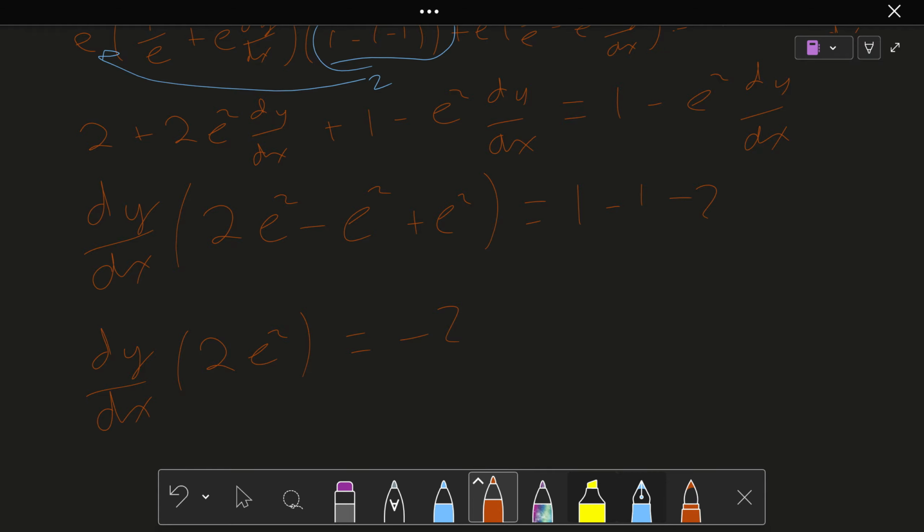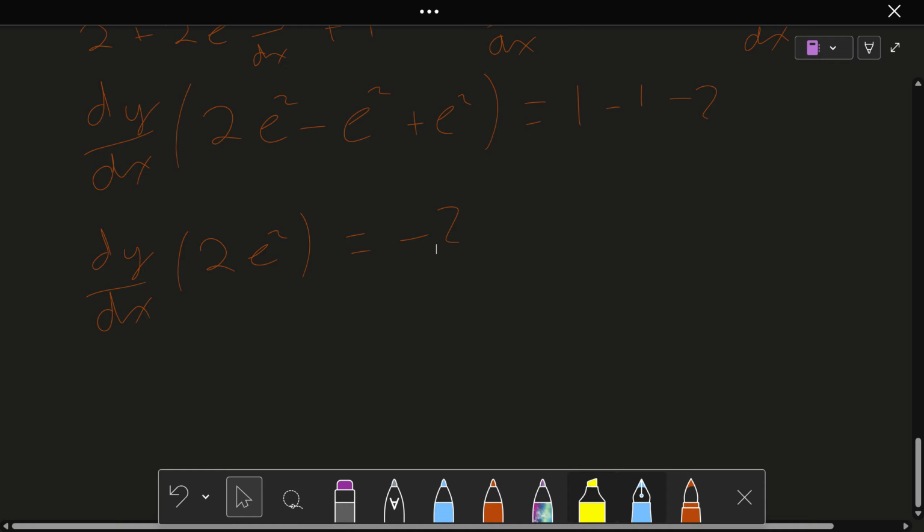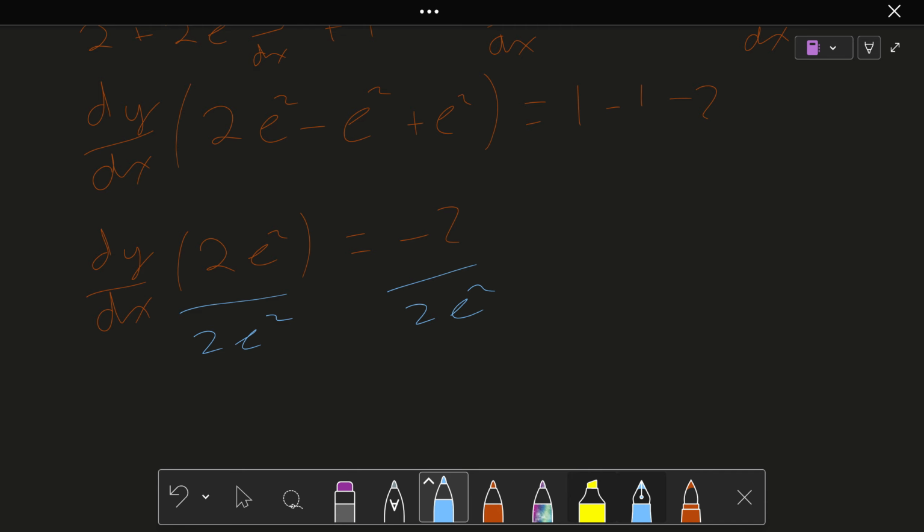Okay, so my last step here is just to divide by 2e squared. I want to divide both sides by 2e squared so that I get my dy by dx all by itself. And I can simplify this as well. And there we go. I actually get negative 1 over e squared as a final answer. So my derivative at that given point is negative 1 over e squared.